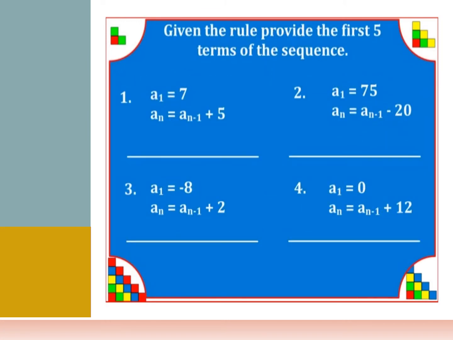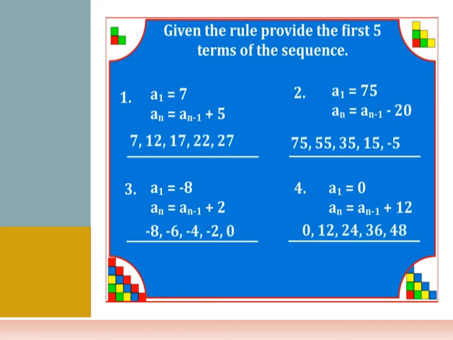Now, given the rule, provide the first 5 terms of the sequence. When we have a1 equals 7, and an equals an minus 1 plus 5, so 5 is the value of d. So the first term 7 plus 5, because this is the difference, 12, plus 5, 17, plus 5, 22, plus 5, 27, etc. So the first 5 terms of the sequence will be 7, 12, 17, 22, 27 for the first one.